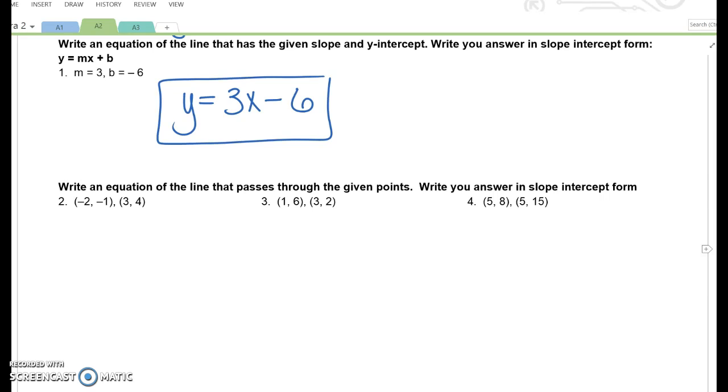Number 2, write an equation of the line passing through the given points. Write your answer in slope-intercept form. We are going to start by writing this in point-slope form and then converting it to slope-intercept form.